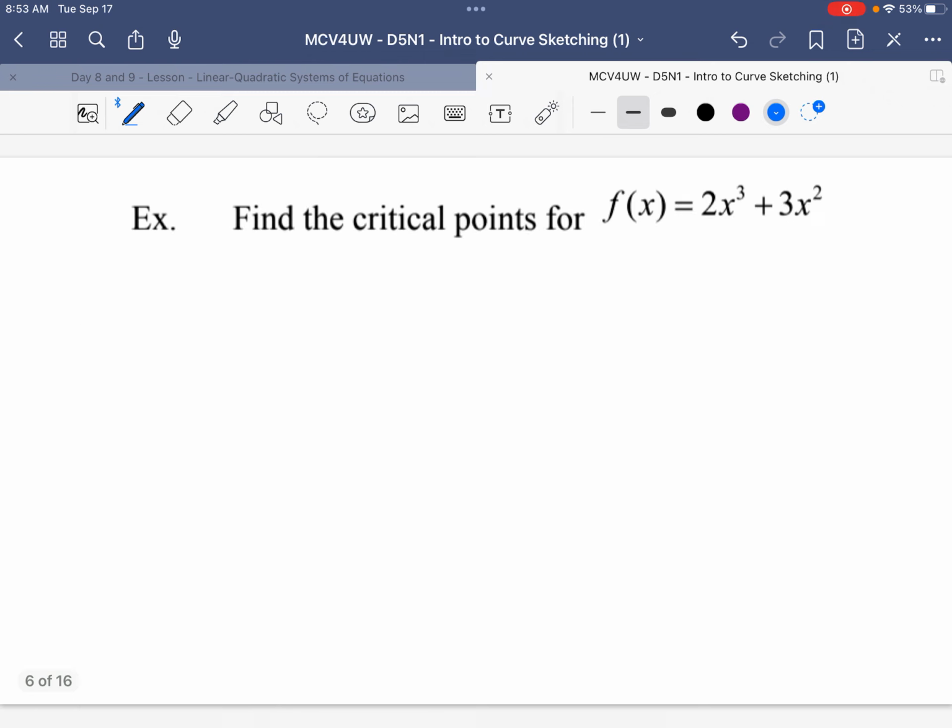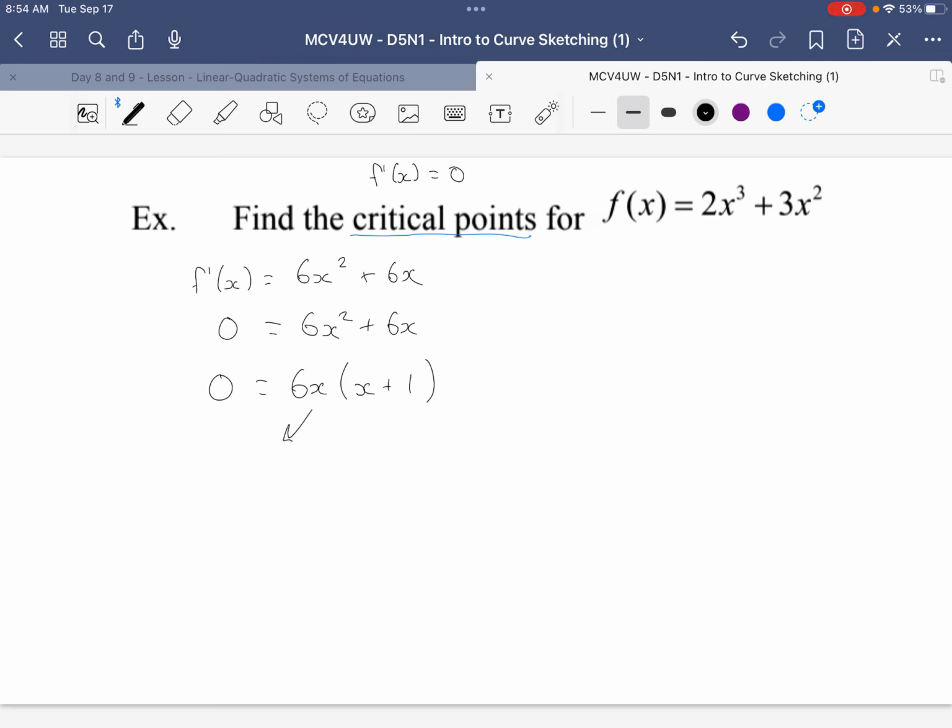Okay. So let's find the critical points for this function. Now again, when I use this word, critical points, this is asking just to find all points where the first derivative is equal to 0. So let's jump in here. If I find the first derivative of this function, we're going to get 6x squared plus 6x. Now when is this equal to 0? We have a quadratic here, something that we've done a ton of. And if I factor out 6x, I'm left with x plus 1.